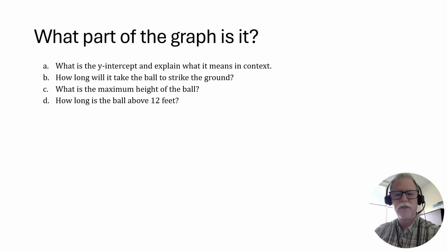So which one of these is the vertex? I think that one is probably somewhat easiest. The y-intercept is the really easiest one, right? So vertex says maximum or minimum. That's the clue. So how about the other ones, B and D?